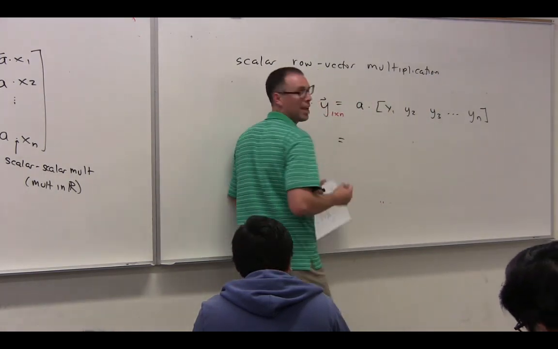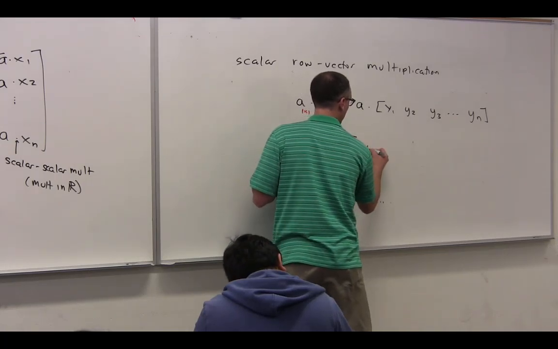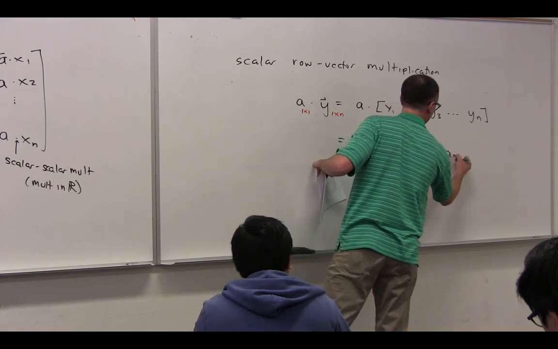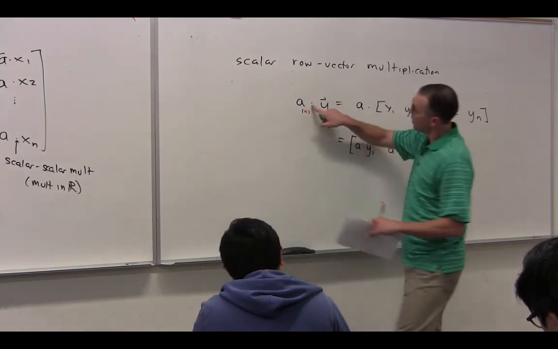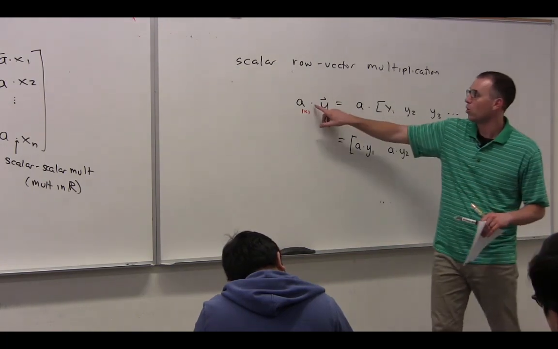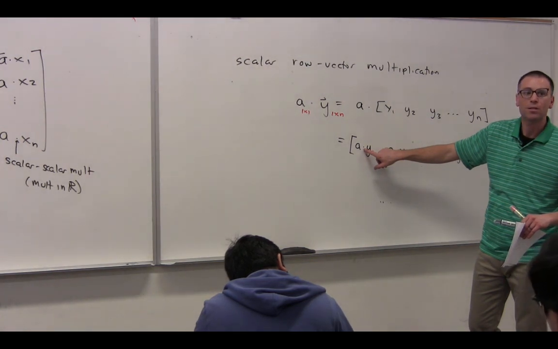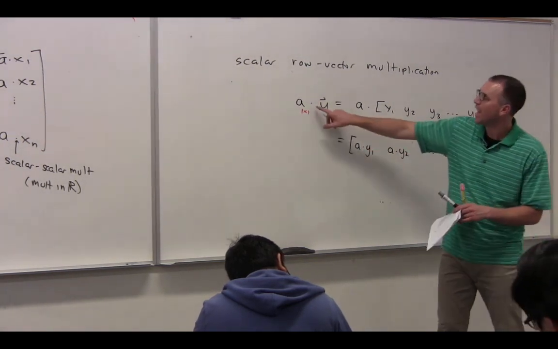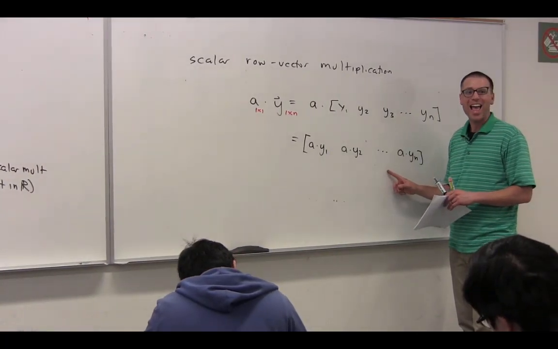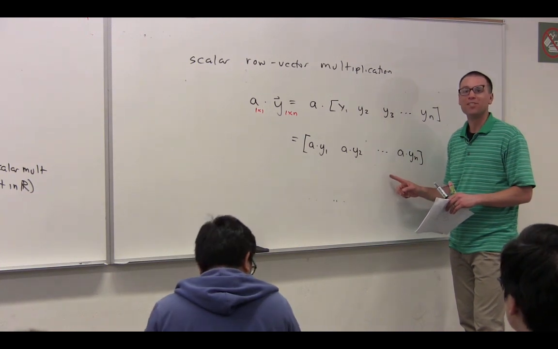Okay, could you guess what scalar row vector multiplication does? It literally just brings it in, right? So a y1, a y2, all the way down to a times yn. This thing right here, what's that multiplication? Scalar row vector. This thing right there, what's that multiplication? Scalar multiplication. So each scalar vector multiplication represents n scalar multiplications. Do you see the compression of data?